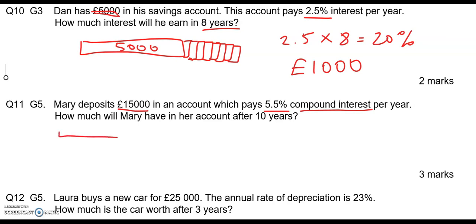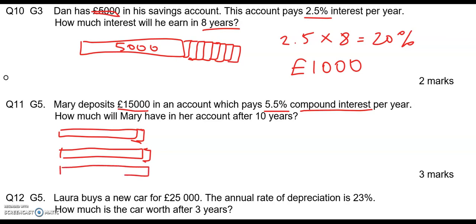So if I very quickly try to show it here, if this is the £15,000, then at the end of the first year you'd be paid 5.5% extra. Whereas in the second year, you'd be paid that amount and 5.5% of it, of this new amount that you got in the first year. And then in the third year, you'd be paid the amount you got in the second year and 5.5% of that amount, not the original of the second year. And same thing continues.